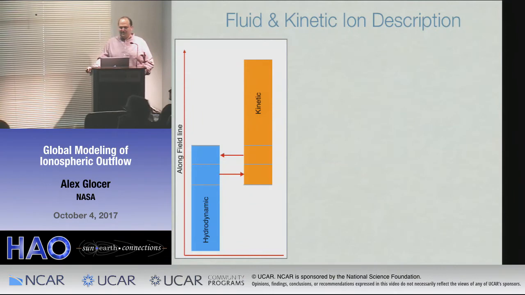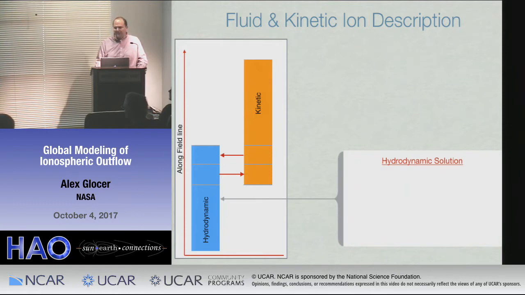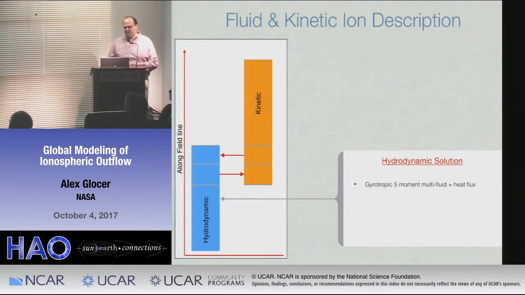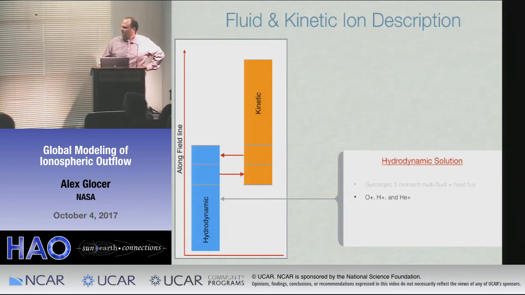So let's start with the fluid and ion kinetic descriptions. Like I said, we're using the hydrodynamic model at low altitudes and the hybrid PIC model at high altitudes. So what goes into the hydrodynamic solution? Well, basically, this is the same thing that I've been doing for many years with PWOM. I'm solving a 5-moment gyrotropic multi-fluid description plus heat flux along a flux tube. I do this for multiple ion species. So in the case of Earth, I'm doing it for O+, H+, helium+.